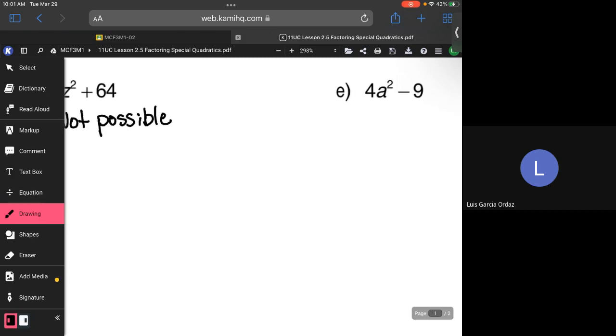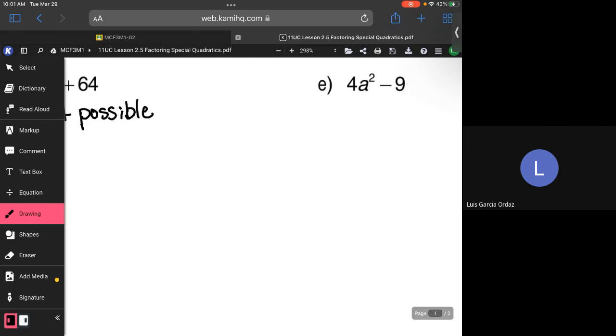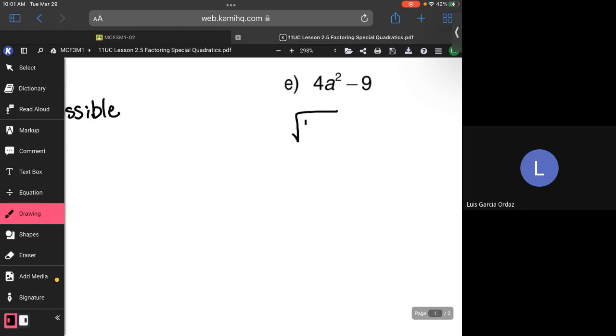Now the next one, 4a squared minus 9. Is this a difference of squares? Yeah, because we have the subtraction in the middle. So we have to take my first term, which is 4a squared, and take the square root. Start with your number first. What's the square root of 4? 2. What's the square root of a squared? a. Which means the square root of 4a squared is 2a.